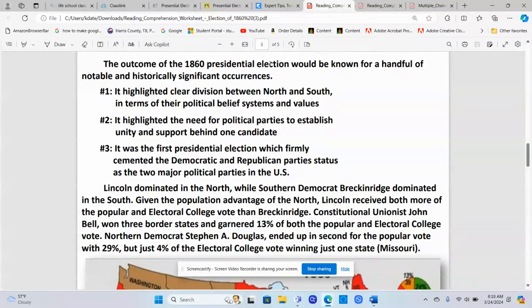The outcome of the 1860 presidential election would be known for a handful of notable and historically significant occurrences. Number one, it highlighted clear division between North and South in terms of their political beliefs, systems, and values. Number two, it highlighted the need for the political parties to establish unity and support behind one candidate. Number three, it was the first presidential election which firmly cemented the Democratic and Republican Parties as the two major political parties in the U.S.